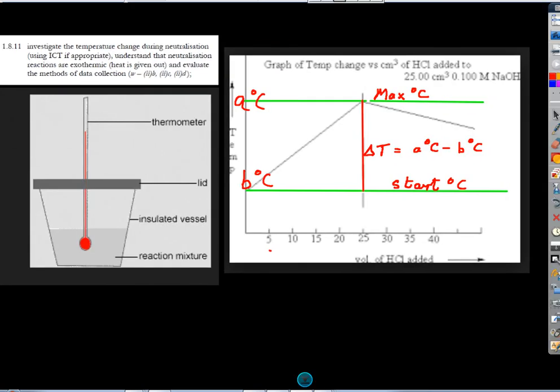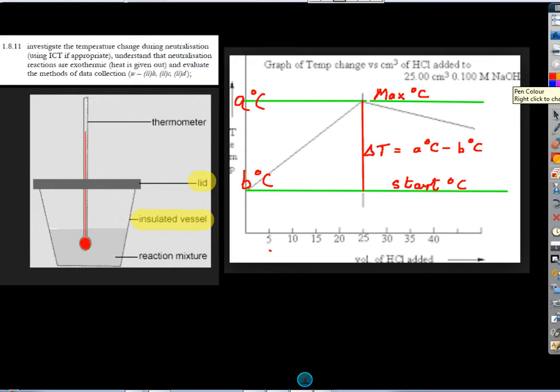Now, how do we measure that? And you should do this in class quite simply. What we do is we take an insulated vessel, nothing very flash, I'm afraid, it's just a polystyrene cup with maybe a lid on it, maybe not even a lid on it, and we have a reaction mixture in that, and we add the acid and the alkali together, and what we do is we record the temperature at the beginning of that, and you'll see we've recorded the temperature here.